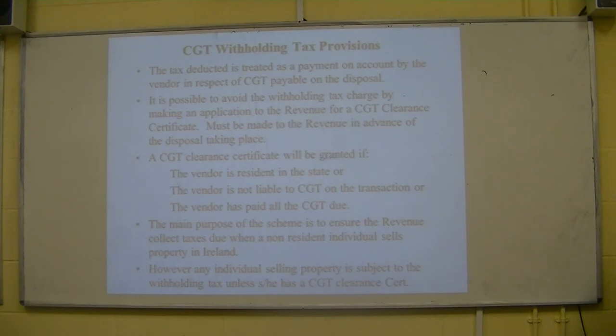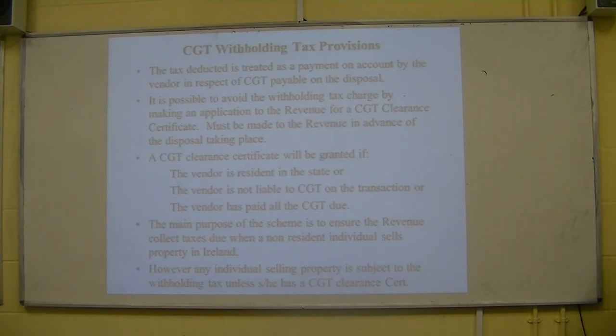So where there is a disposal of specified assets, there is an obligation on the purchaser to deduct withholding tax of 15% from the proceeds before paying the proceeds to the vendor. Withholding tax only applies where the proceeds exceed 500,000 on the sale of one of the following classes of assets: land and buildings in the state, minerals, exploration rights on the Irish continental shelf, unquoted shares deriving their value from any one of the above, and goodwill of a trade carried on in the state.